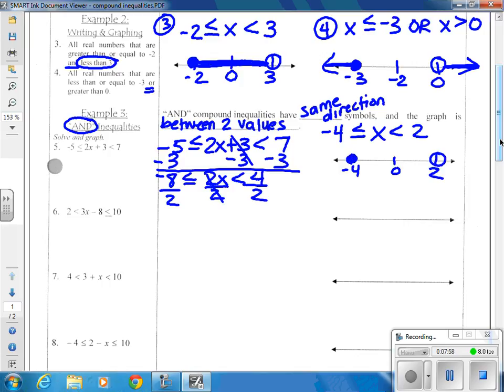Because it's an and problem, we shade in between the two numbers. Okay, so that's what solving and then graphing looks like. So the solving kind of takes on a different approach because the inequalities look a little different.